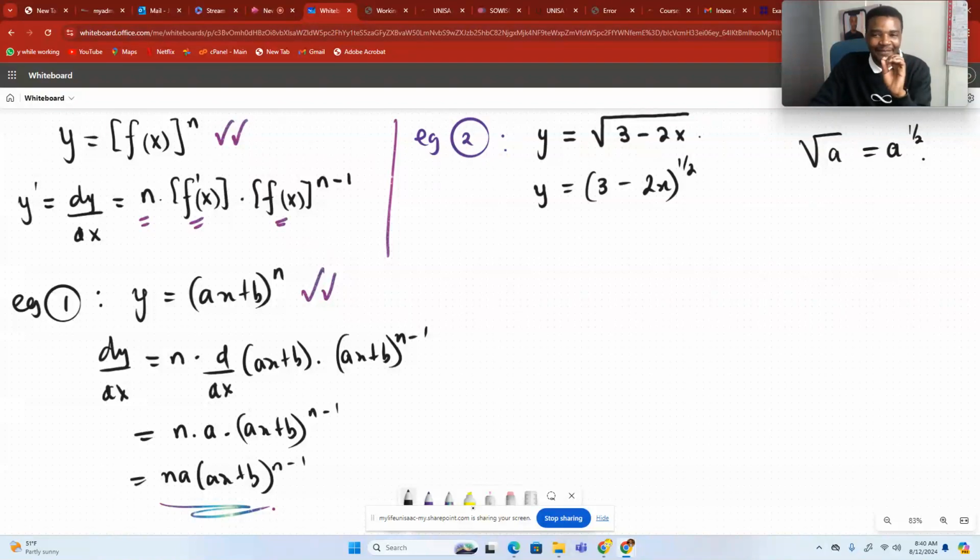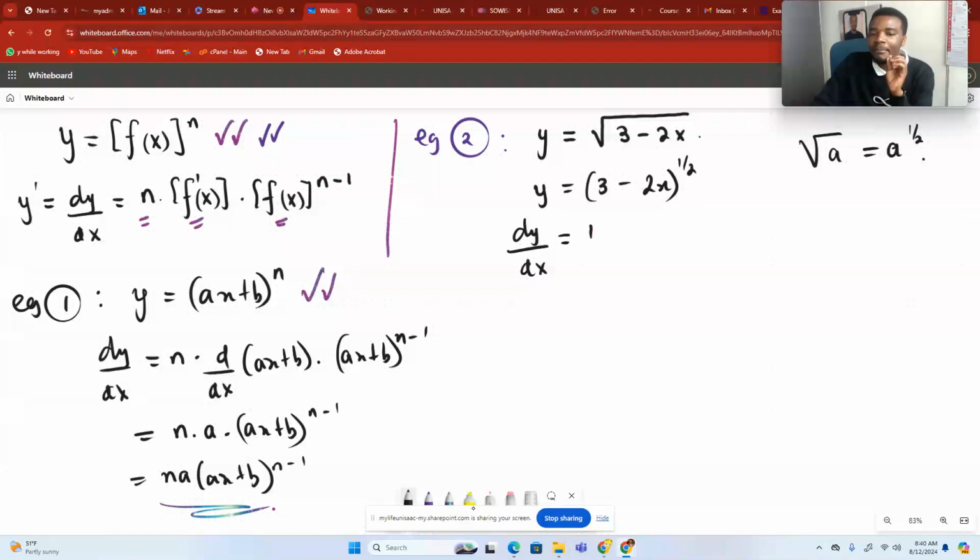Now as we see here, we have a certain function which is 3 minus 2x, and this function is raised to the power of 1 over 2, the power of half. Exactly, it is a function of the form y is equivalent to f of x to the power of n. And how do we calculate dy dx in this case?